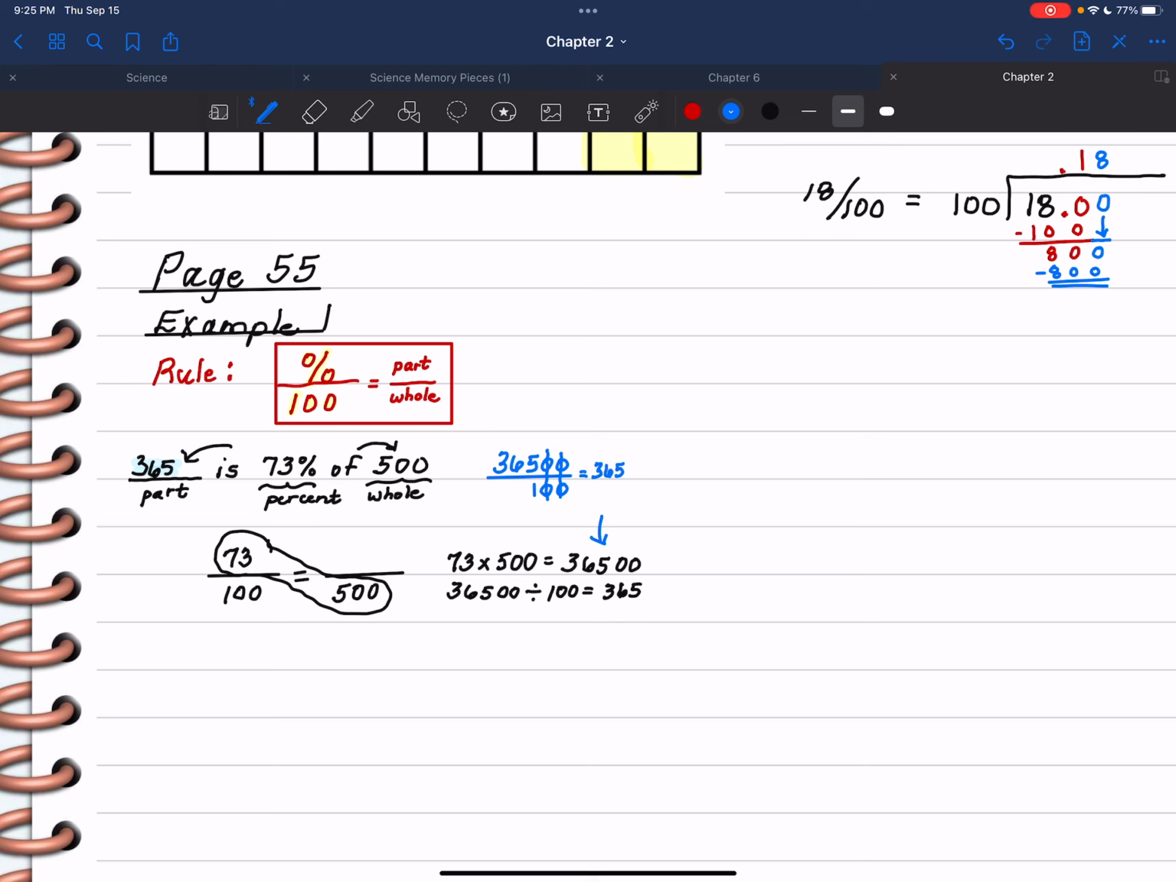So you can do it with your calculator, or you can line it up like that. And as we see more of those, I'll show you more examples. You'll get better with that too.